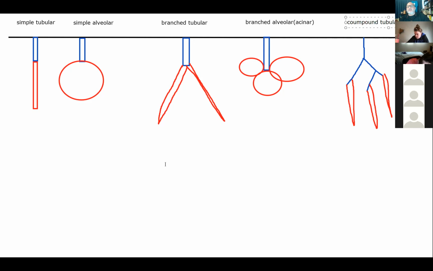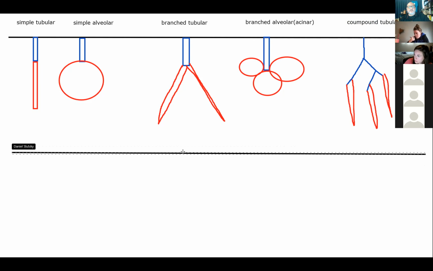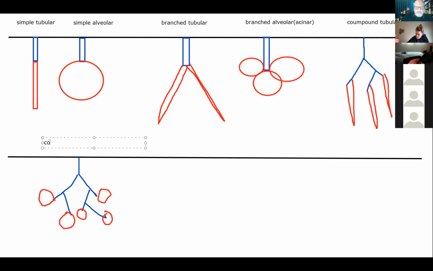Excellent. I now need to draw a new surface to my skin or body. Bingo. And let's move it up a little bit. Excellent. What if I had two or more ducts feeding into two or more ball-shaped secretory structures? Compound alveolar. Excellent. Or acinar. And there you go.